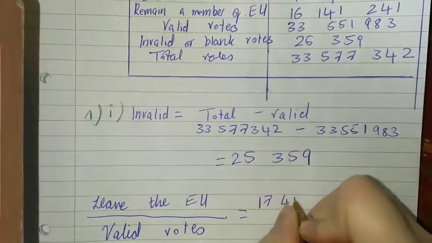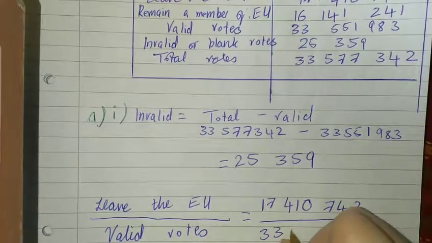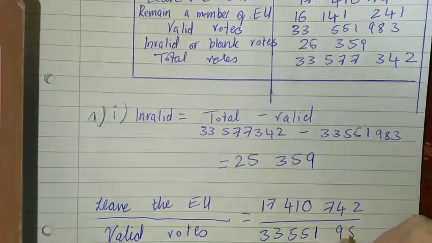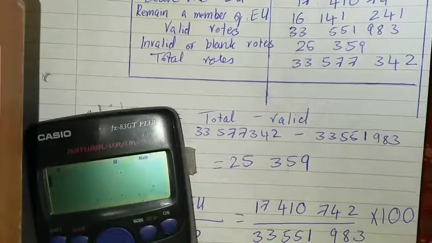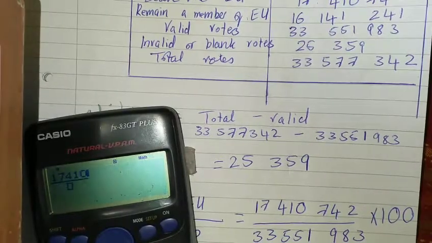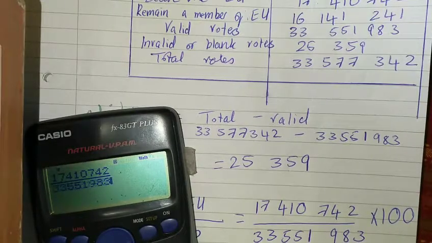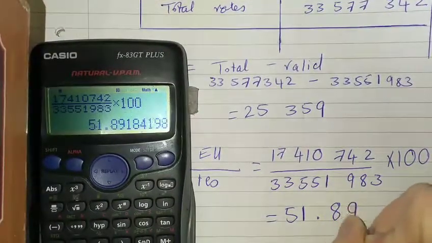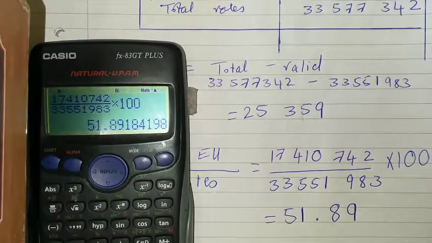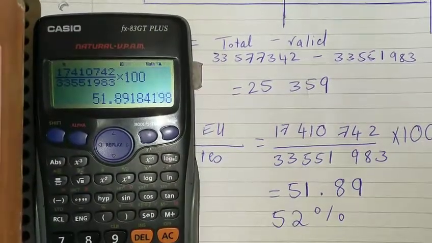So 17,410,742 over valid votes, which is 33,551,983. And as a percentage, we'd have to multiply that by 100. So then I get 51.89, and we're asked to write it correct to the nearest percent. So that would be 52%.